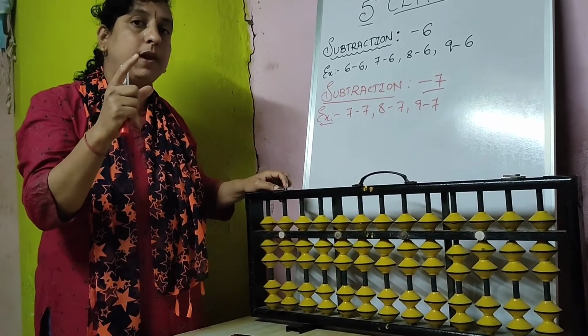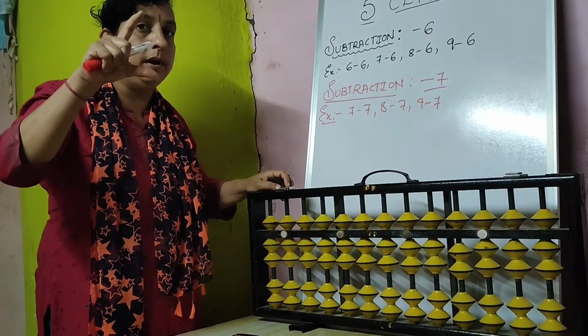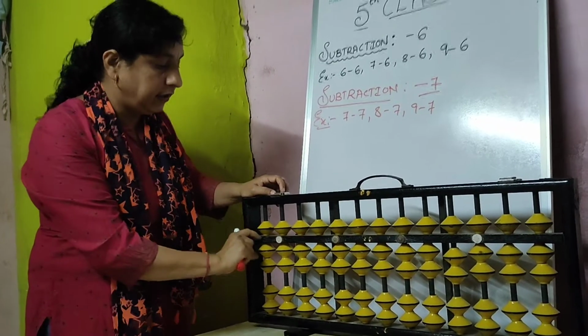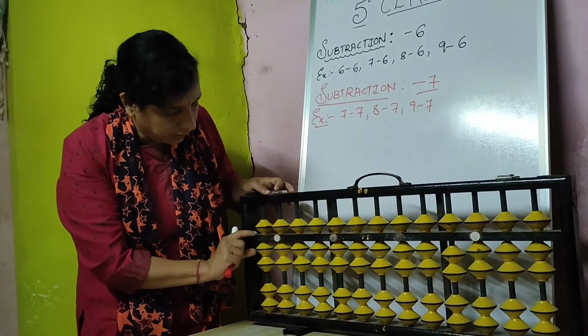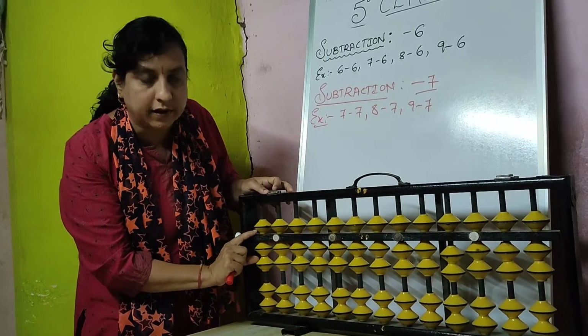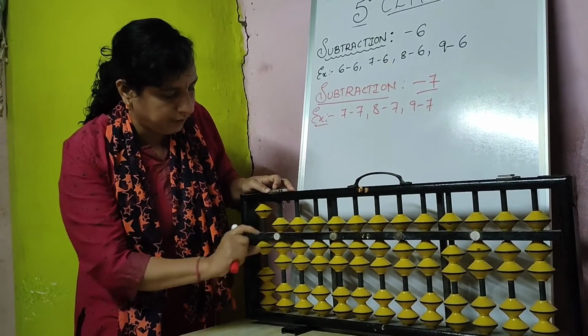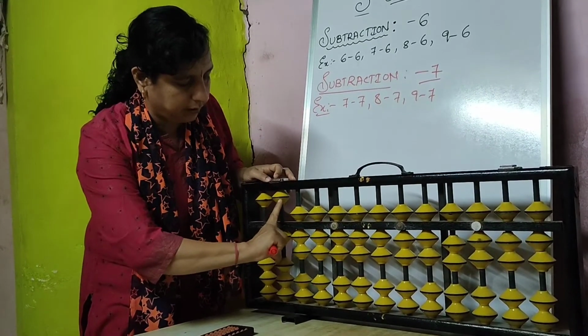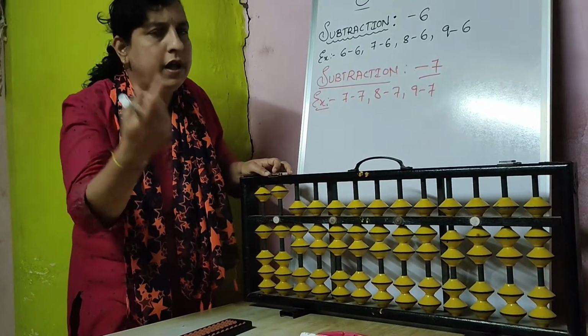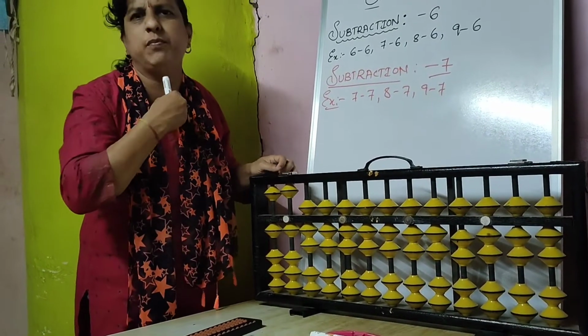How will you do plus 6? 1 upper bead, 1 lower bead you will add. Like that, here you have to cancel. So how to cancel? First hold the fingers here and then move apart like this. Hold the finger and move apart. A little bit it will be tough. Afterward, if you practice 5 times it will be easier.